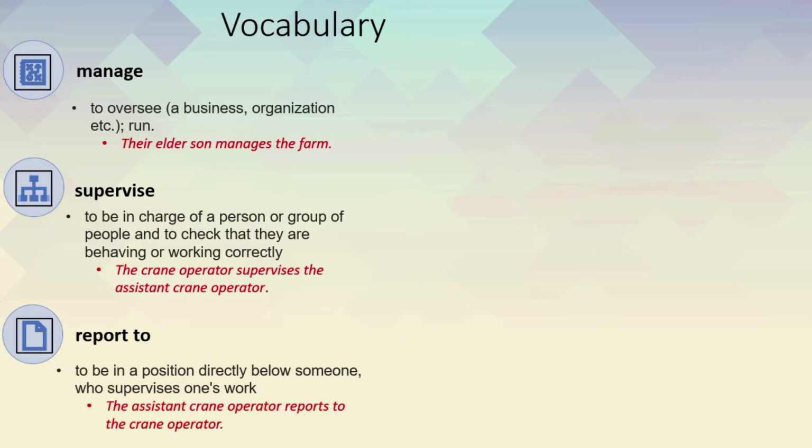Now, look at these two sentences. The crane operator supervises the assistant crane operator. The assistant crane operator reports to the crane operator. This means that the superior supervises the junior, and the junior reports to the superior.